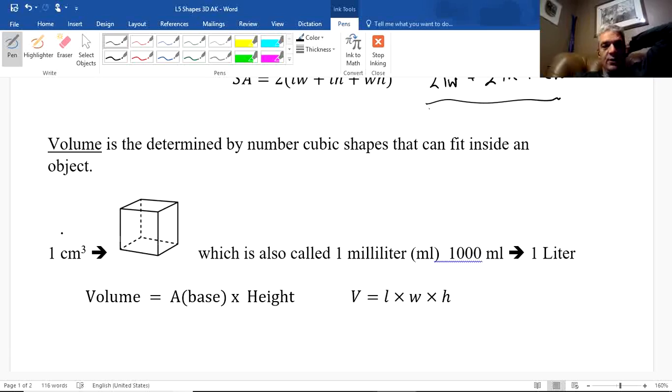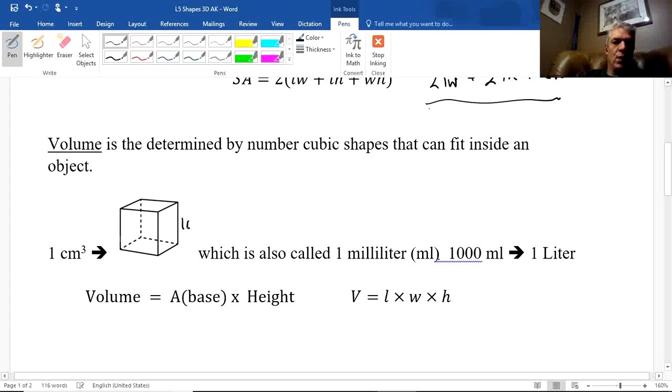So we still use some of the imperial system, but most of the stuff we're trying to do in this class will be using the metric, okay? And it uses this 1 centimeter cube. So this really is a cube that's made by 1 centimeter by 1 centimeter by 1 centimeter. And when we multiply them all together, we get 1 times 1 times 1, which is 1 centimeter cubed.